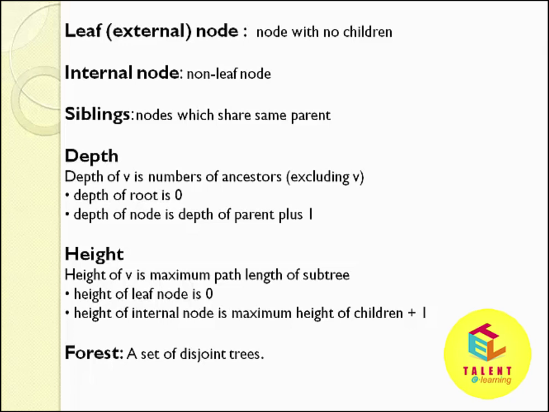Depth of a node. Depth of V is number of ancestors. Depth of root is 0. Depth of node is depth of parent plus 1. Height. Height of V is maximum path length of subtree. Height of leaf node is 0. Height of internal node is maximum height of children plus 1. Forest. Forests are a set of disjoint trees.